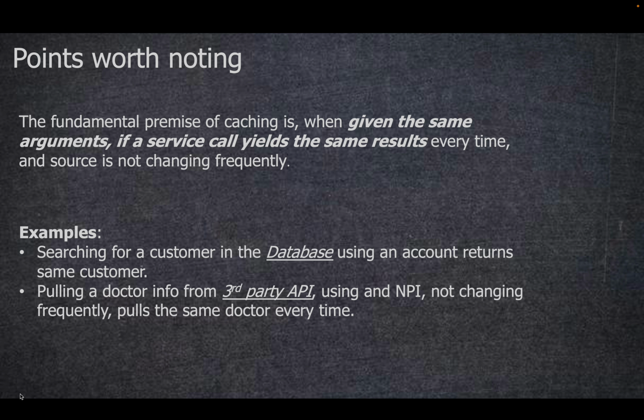Similarly, the other specific example I took is for pulling a doctor. This is more relevant to the healthcare industry or such. So if you are pulling doctor information from a third party API using NPI, which is a unique identifier, and it's not changing frequently, and every single time you pull the doctor using an NPI it's the same doctor, it's not going to be a different doctor. So this is another good candidate to cache when the data source is an API.